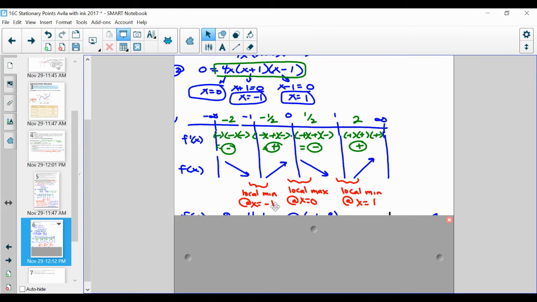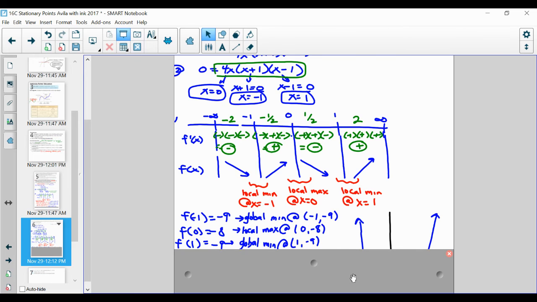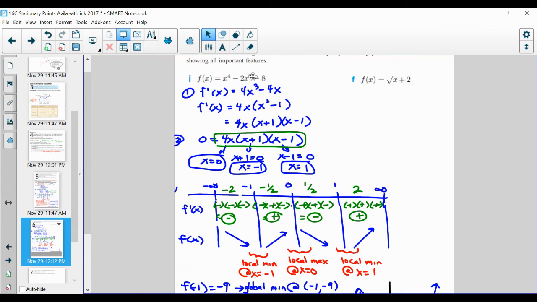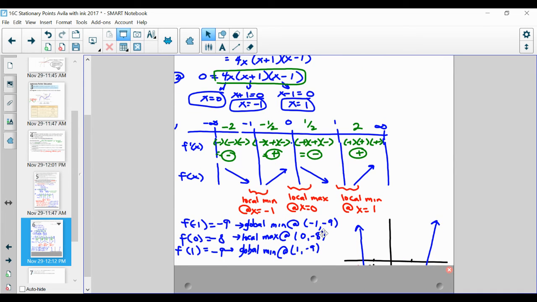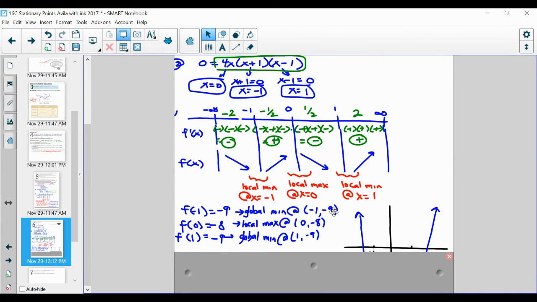Now, if I'm going to make the graph, I need to know not just the x values, but also the y values that go with those. So I'm going to plug in -1, 0, and 1 into my original function. Remember that is this function up here, not the derivative. And I'm going to get 3 points: (-1, -9), (0, -8), and (1, -9).